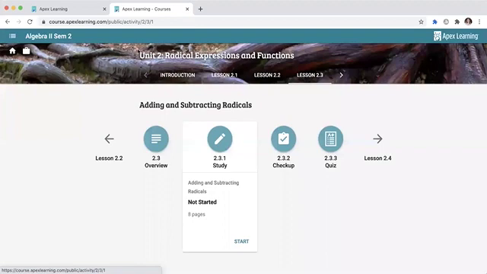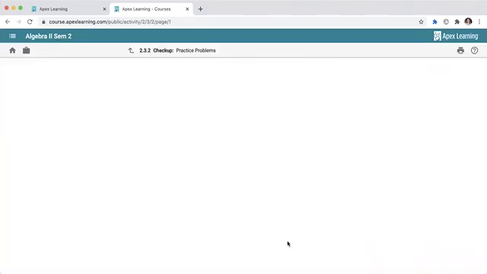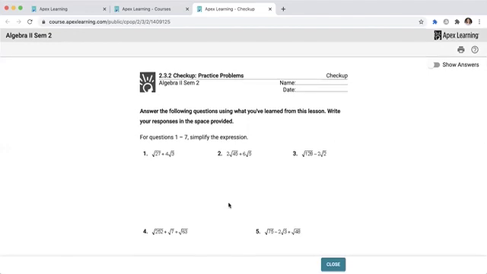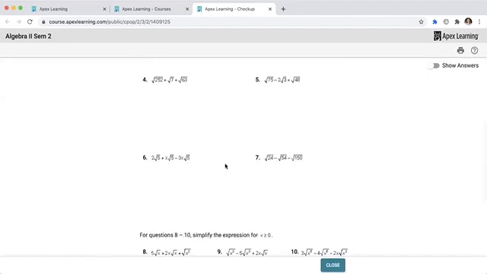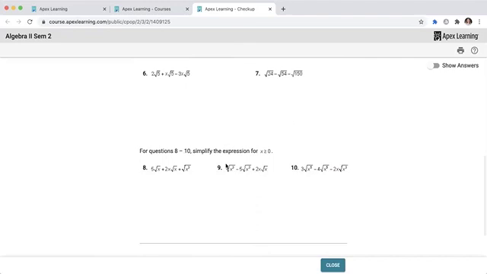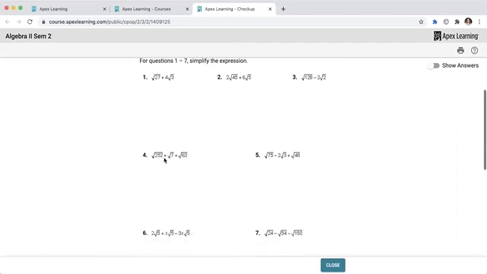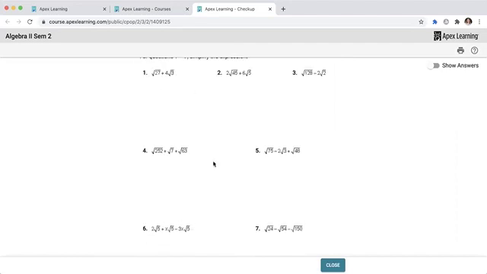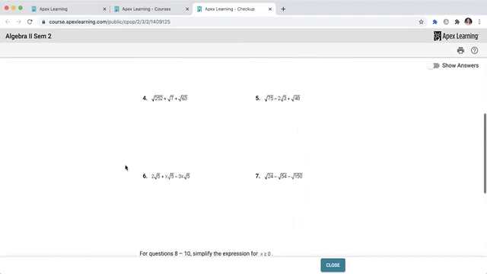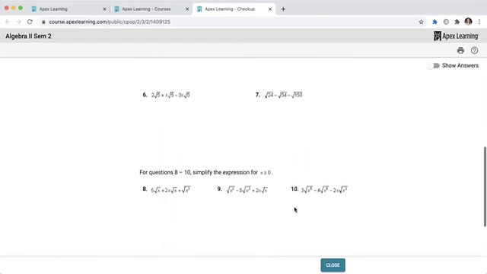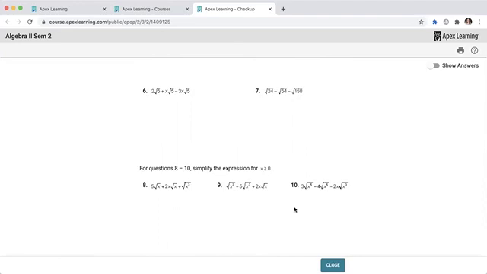All right. So then finally here, looking at our checkup. You're going to have more practice problems that I suggest you go through, and they're going to ask you to just simplify the expression in 2 different cases. If we look at this first one here, this is dealing strictly with normal values, with no variables. We get a little bit into variables here, and then in 8 through 10, we really step it up with using those variable values of x.